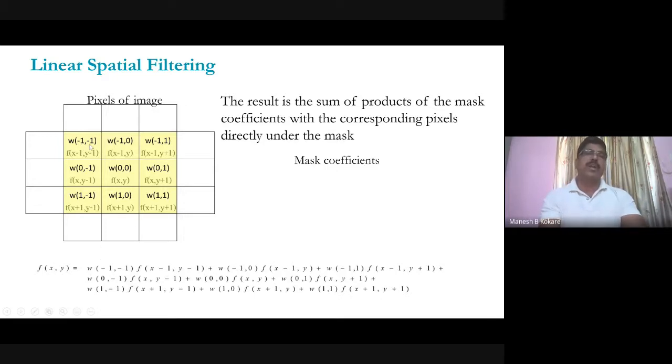This is mathematically represented as w(-1,-1) multiplied by f(x-1,y-1), added with the next multiplication, and again added with the next one. If you write all of it out, you get the whole mathematical equation like this. So you are multiplying the weight at each location with the pixel intensity of the image at that location, and then for the entire window you are doing the addition. In that way the convolution is done, and convolution is nothing but filtering in the case of an image.